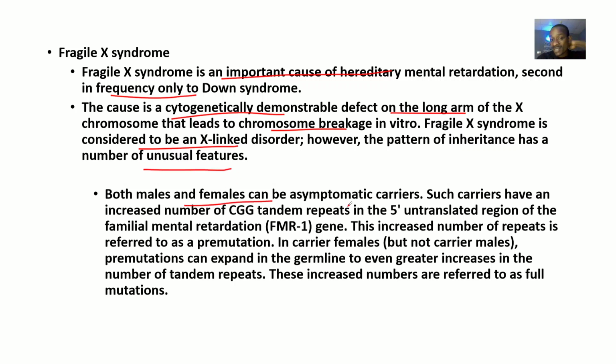Both males and females can be asymptomatic carriers. Now, such carriers have an increased number of CGG, that's cytosine and guanine, tandem repeats in the 5' untranslated region of the familial mental retardation gene. This increase in number of repeats is referred to as premutation. In carrier females, not carrier males, premutations can expand in the germline to even greater increases in the number of tandem repeats.